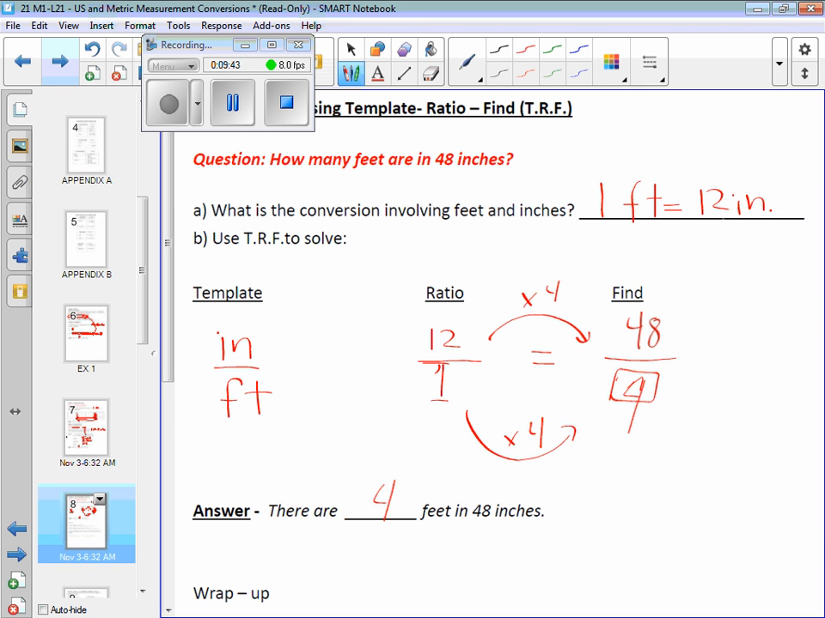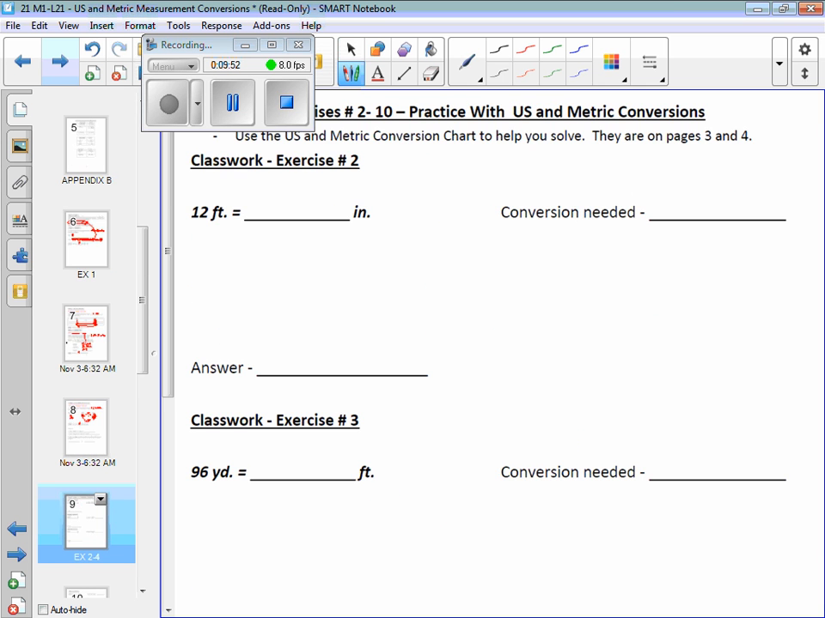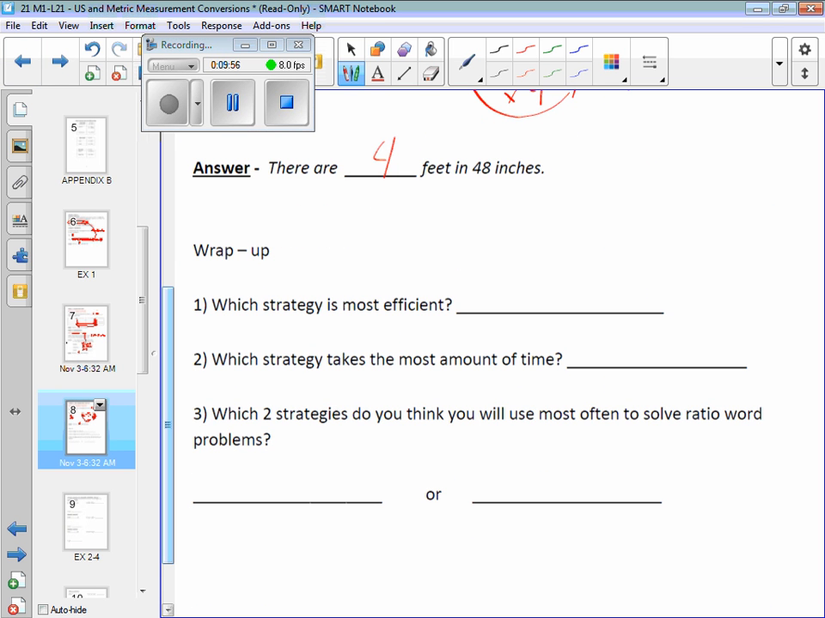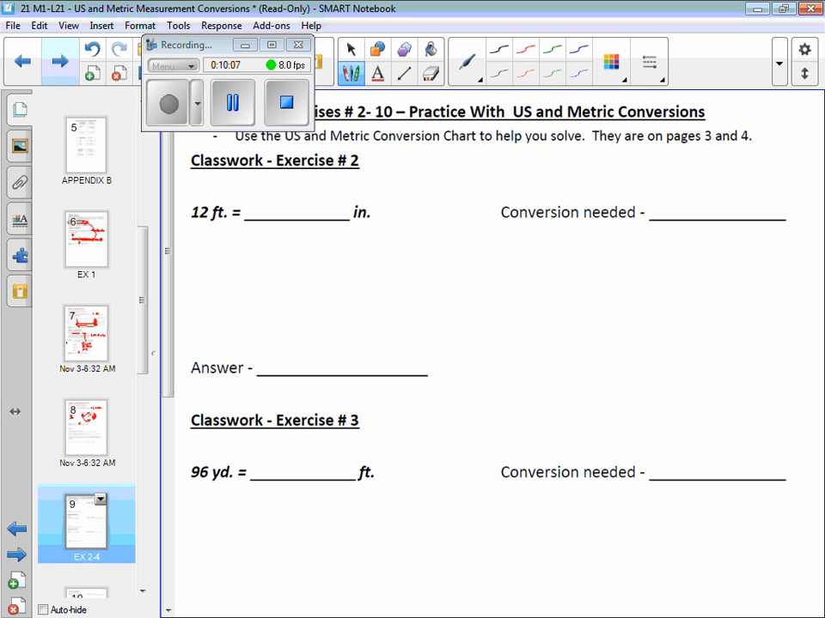So I'm going to do one more problem with you, and then I'll let you work the rest in the groups. And then I need to meet briefly outside with my advanced group. All right, let's go to the next page. Oh, by the way, we kind of did this together. Which strategy is most efficient? What strategy takes the most amount of time? And which ones do you think you would use? We kind of did that. So let's take our first problem.